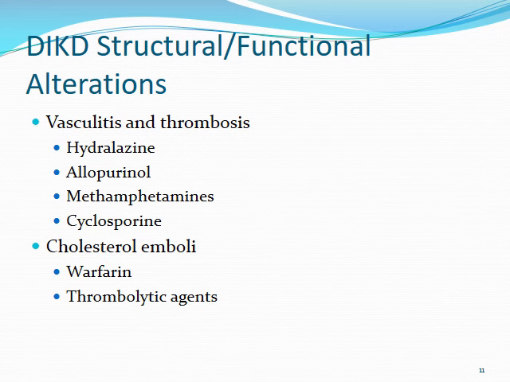Some other drugs which can potentially cause vasculitis or thrombosis. Hydralazine can be a really big one for this. Hydralazine can cause a drug-induced lupus-type reaction and vasculitis. As you remember, hydralazine is an antihypertensive. It's a direct vasodilator. Allopurinol can be seen to cause this as well. This is typically used as an anti-gout agent, and then things like cyclosporin and methamphetamines as well.